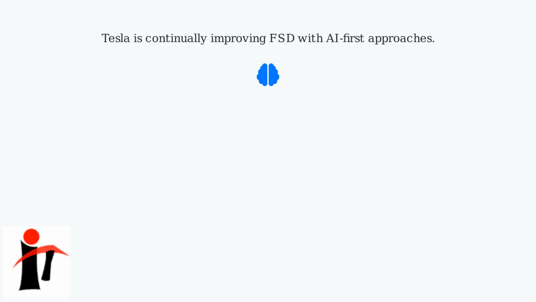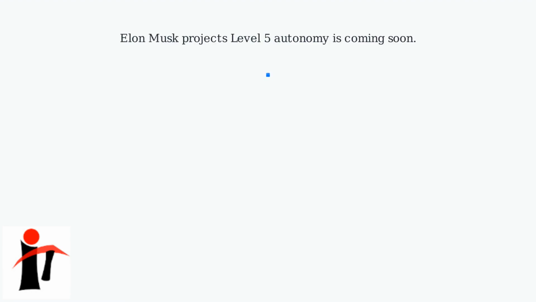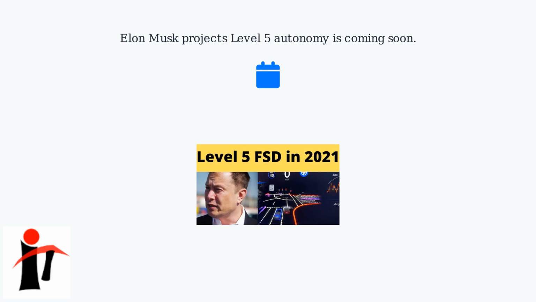Tesla is continually improving FSD with AI-first approaches, using end-to-end neural networks to handle complex driving scenarios more effectively. This vision-based system relies on cameras and sensors, with ongoing updates making it smarter for urban environments and highway driving. Elon Musk projects Level 5 autonomy, where vehicles drive fully without human intervention, is coming soon, potentially by 2025, with future software versions. This represents a major milestone in autonomous driving technology.